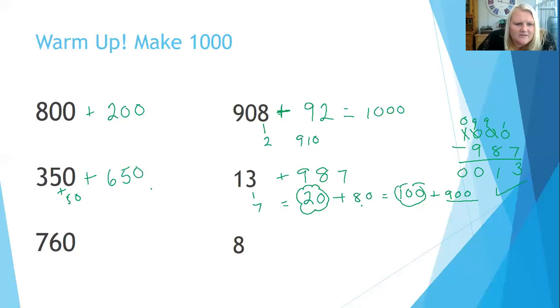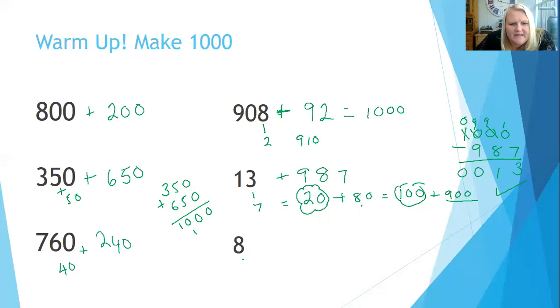Again, I could check that in a simple way by doing 350 and 650, and just doing it as a quick calculation, either in my head or just to check it. 7, 8, 9, 1,000. Okay, 760, I'm going to add on the 40 to make it 800, 200 to get to there, so it's going to be 240. And 8, I'm going to add on the 2 to make it 10. So I've added the 2. I'm going to add the 90. So I know it's going to be 92. So I've got to 100.